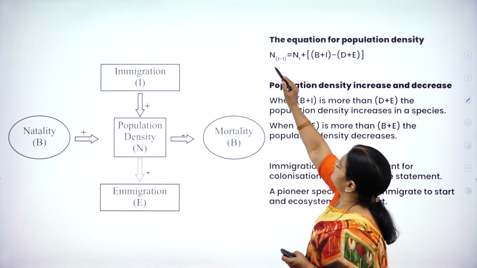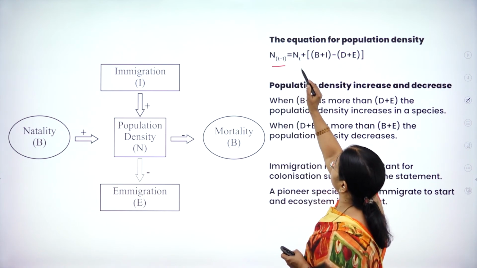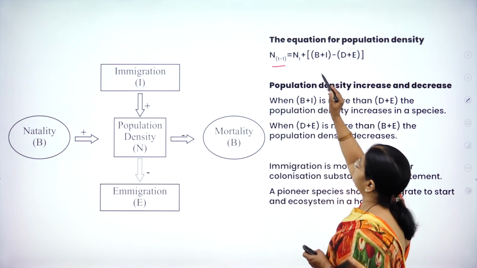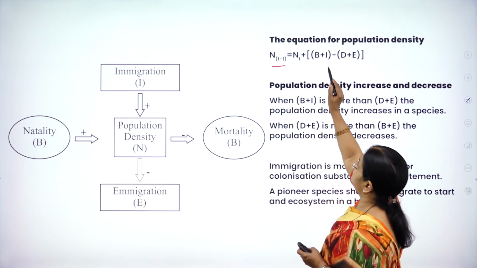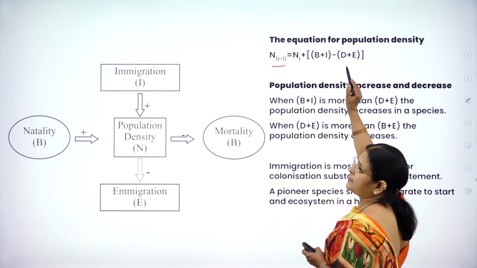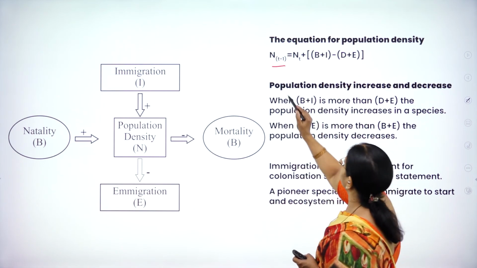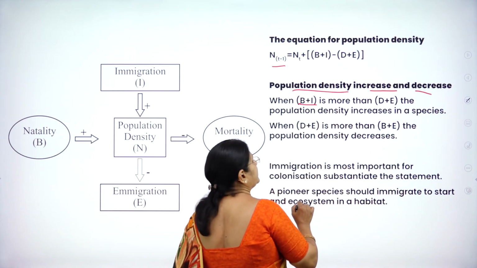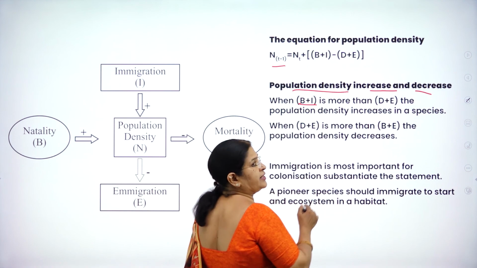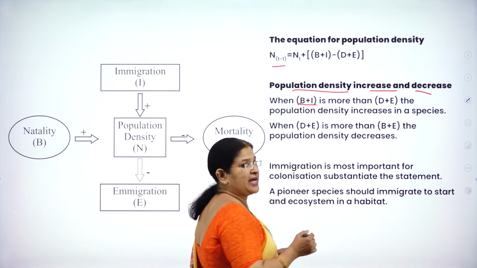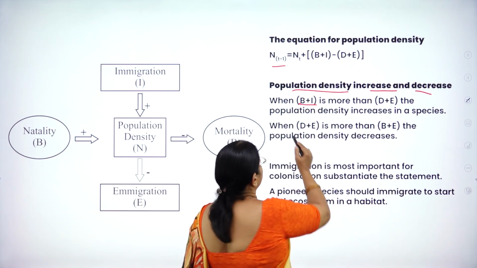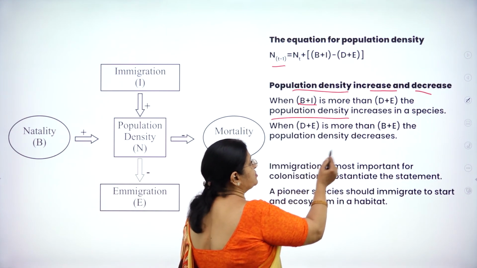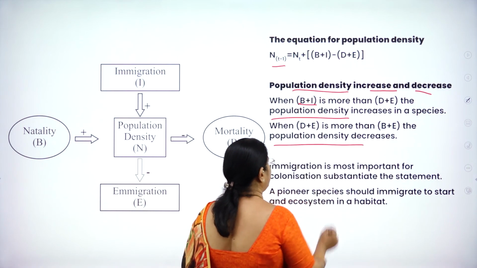What is the equation? N t plus 1 is equal to N t plus B plus I minus D plus E. Birth rate plus immigration minus death rate plus emigration. So population density increases and decreases. When B plus I, that is birth rate and immigration, is more than D plus E, then the population density increases in a species. When D plus E is more than B plus I, the population density decreases.